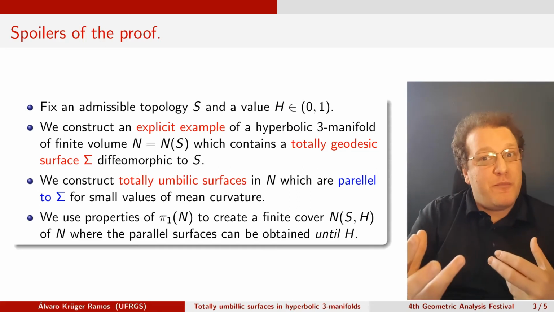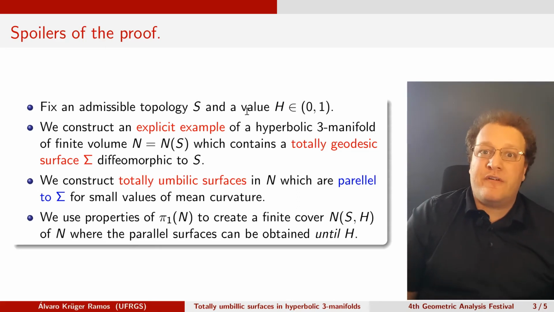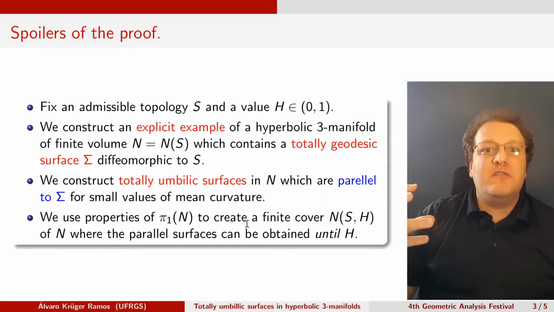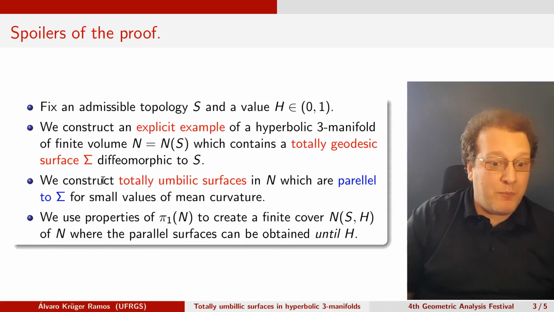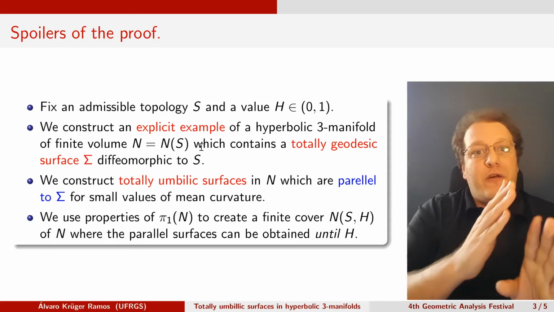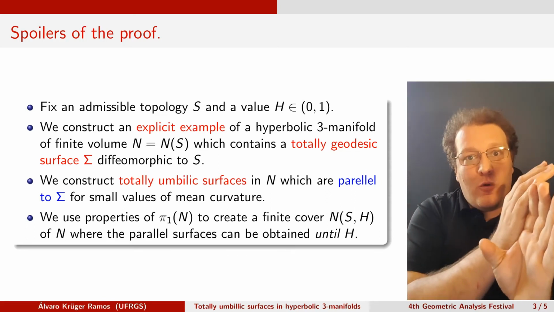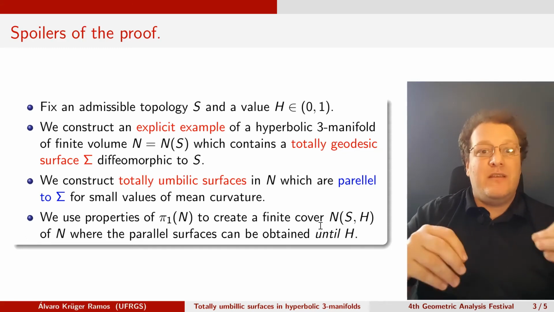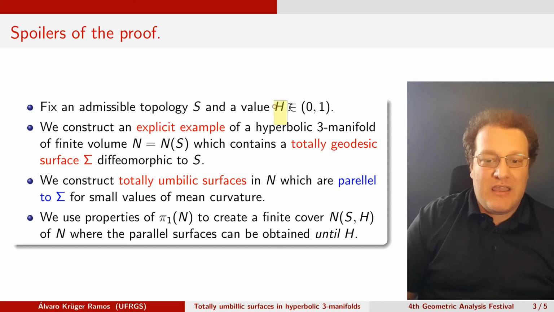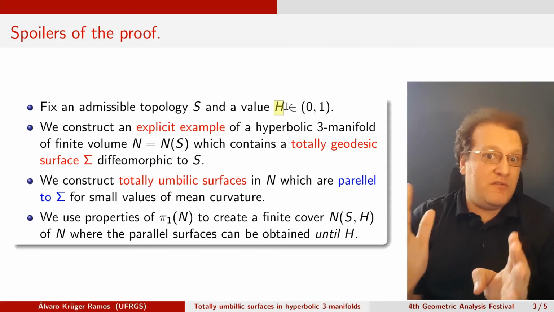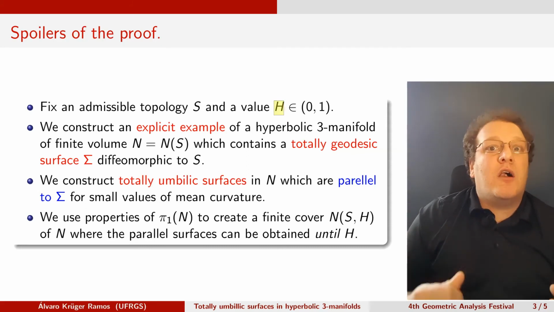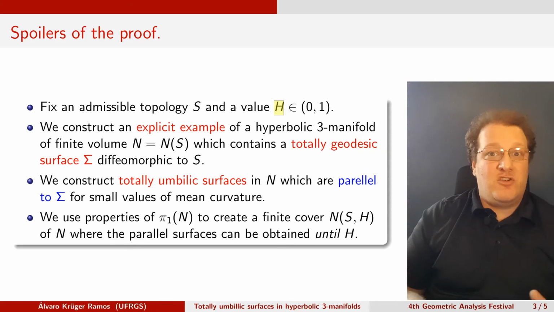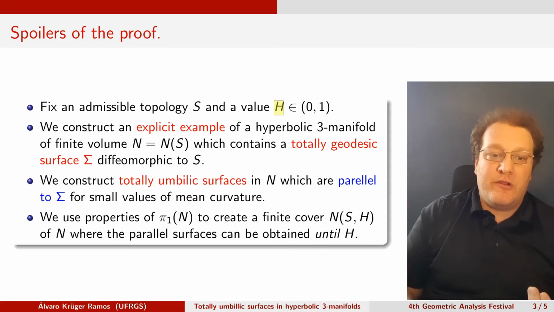So we use properties of the fundamental group of hyperbolic trimanifolds of finite volume to create a finite covering space of this explicit example, where you can go higher, you can reach values of H that you couldn't before. You can actually reach H and get these parallel surfaces to the original surface, which are properly embedded and totally umbilic with that value of H. So that's basically the spoiler of the proof.